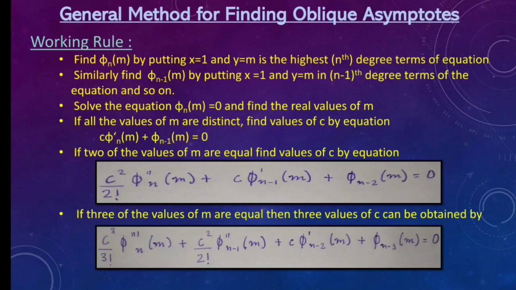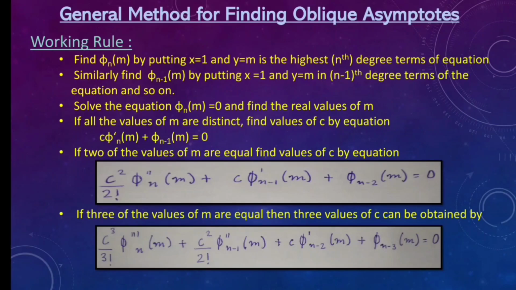Next will be y plus x plus 1 is equal to 0. And the third one will be 2x plus x minus 1 is equal to 0. This method discussed was long and very time consuming, so here is a shorter method for finding oblique asymptotes, and this is usually used for solving it.